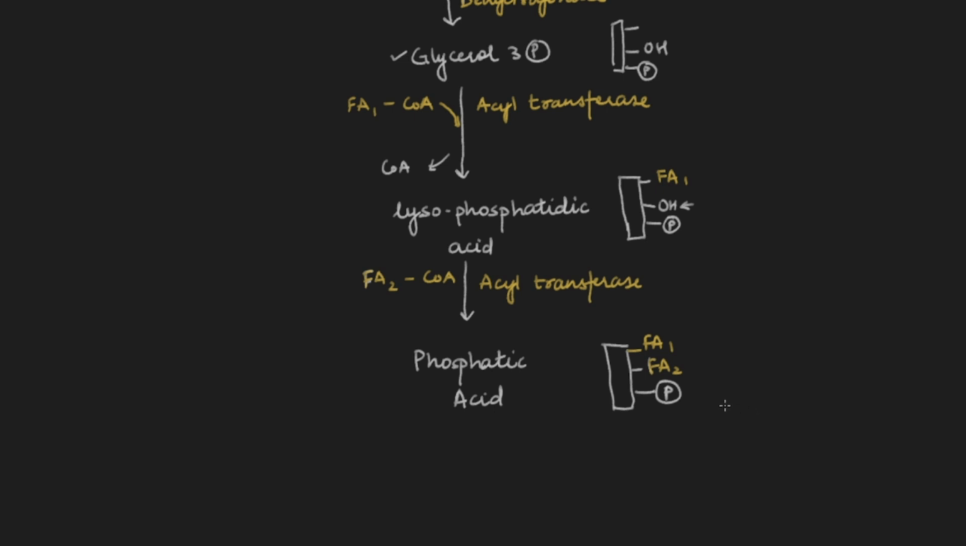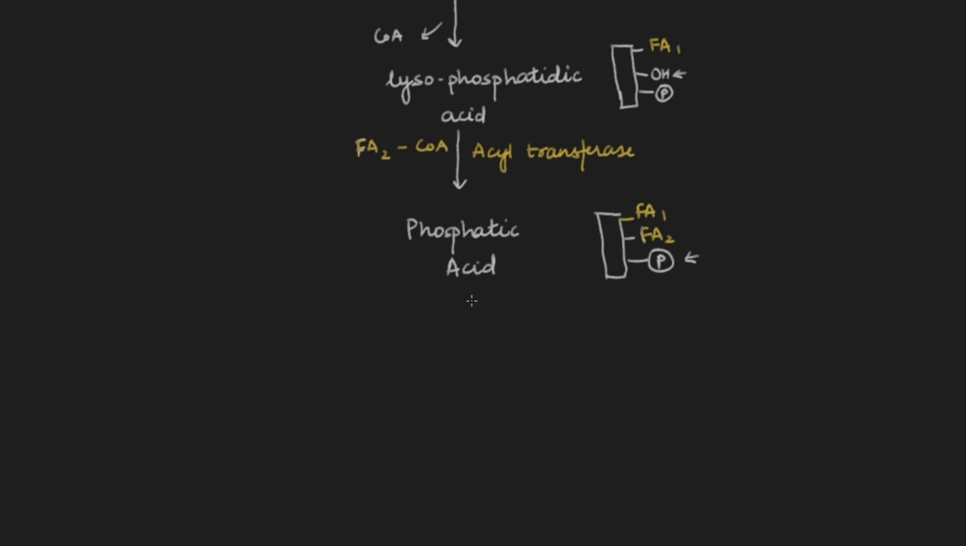The only thing now left is to remove this particular phosphate group. This phosphate group is removed by the action of phosphatase enzyme. And now this phosphatidic acid will be converted into 1,2-diacyl glycerol. And the structure will be like this: fatty acid 1 and fatty acid 2, and here an OH group will be present on the third position.